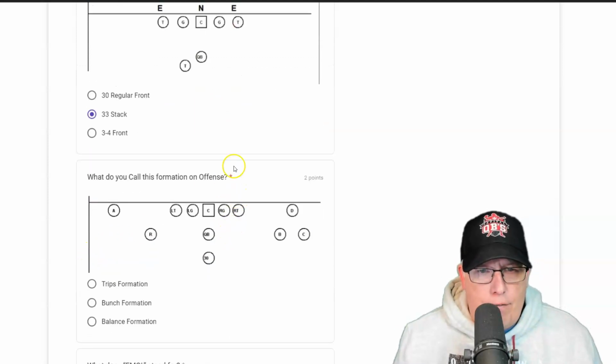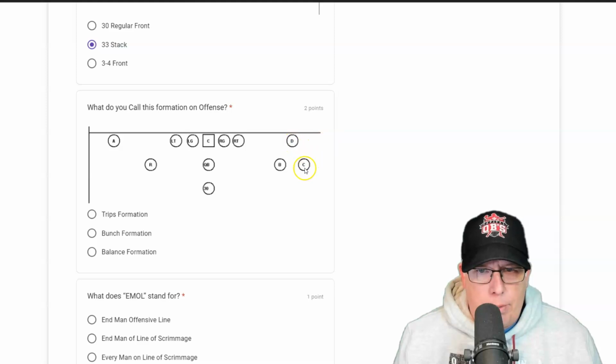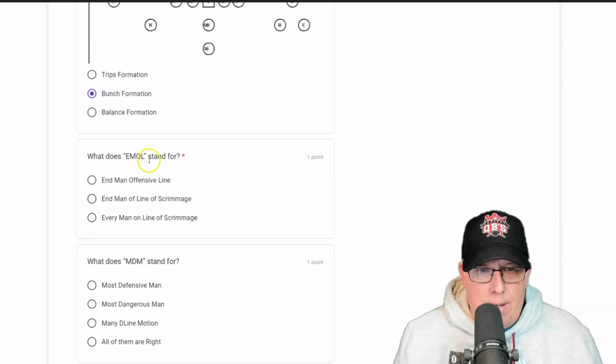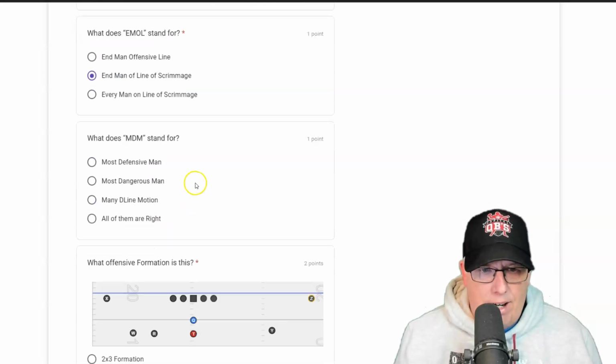What do you call this offensive formation? Now you got 3 receivers to the right, 2 to the left. Is this a trips formation, a bunch formation, or a balance formation? I'm pretty sure it's a bunch formation. What does EMO stand for? Is it end man of offensive line, end man of line of scrimmage, or every man on the line of scrimmage? All right, it's the end man of the line of scrimmage.